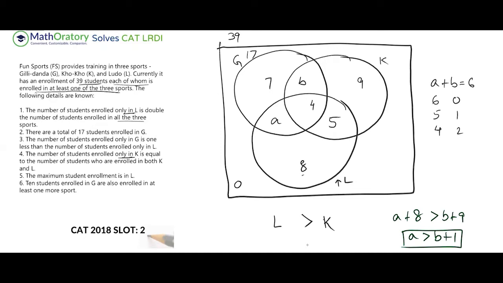So we cannot have 3, 3 or 2, 4. We cannot have those kind of things, because A has to be greater than B plus 1. So that is all we can say about this set. So now let us go into the questions.